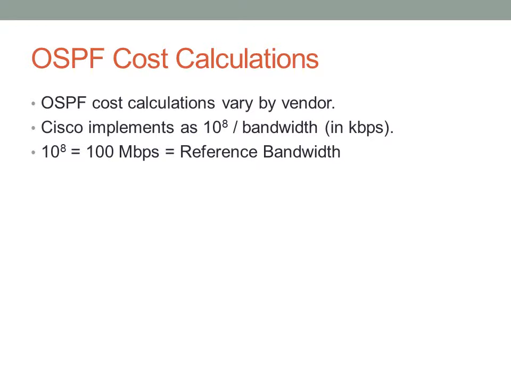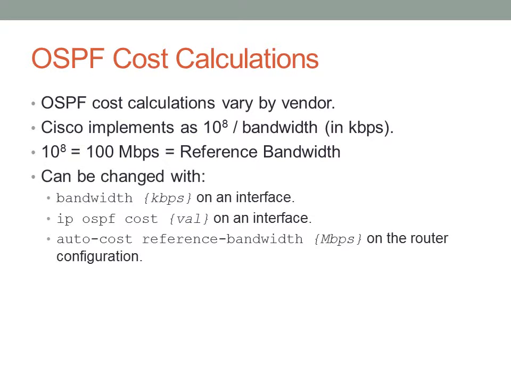So 10 to the 8th is 100 Mbps, and it's going to be the reference bandwidth. This actually causes issues when you have, say, a gigabit link. You're going to be dividing 10 to the 8th by 10 to the 9th, so that will result in a number less than 1. The router will round up to 1, and so it turns out, by default, in OSPF, 100 Mbps links have the same OSPF cost as gigabit links. This is a problem, and you can actually adjust that top number, that 10 to the 8th, that reference bandwidth, with a command.